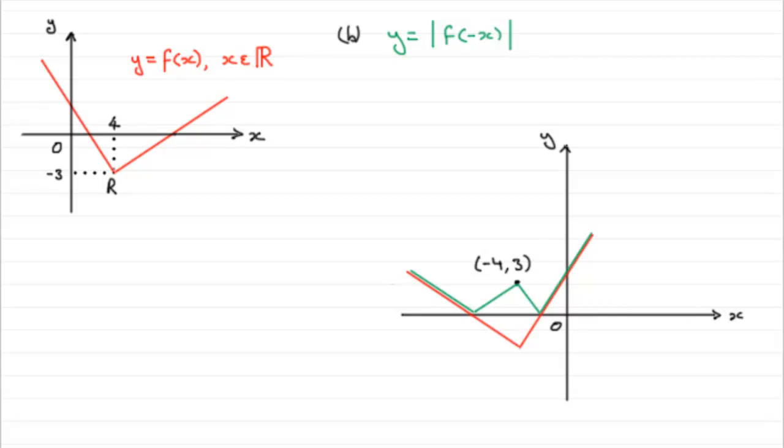Alright, so what we'll do is we'll just remove the red graph, and there's our graph now then of y equals the mod of f of minus x. So I hope that gives you some idea then how to do that.